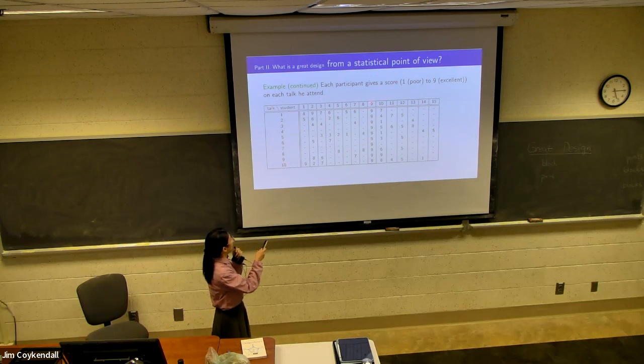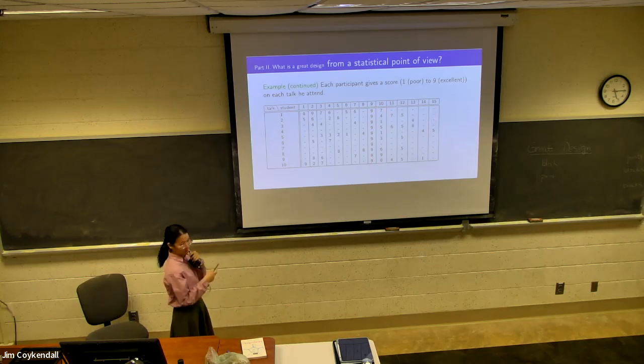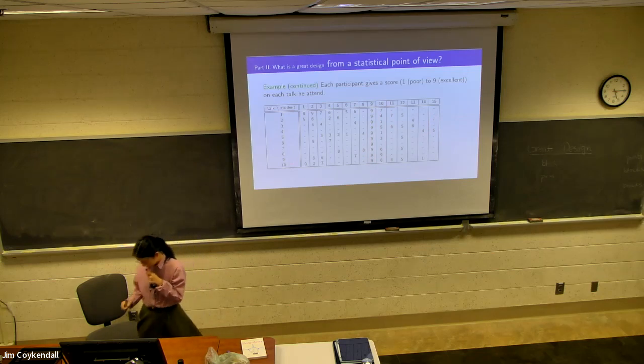Some students may attend all the talks and give 9 marks for all the talks. Some students may attend most of the talks and just rank them. So the range of marks will be quite diverse. Some students may only attend 1 talk, and you get a score sheet like this.